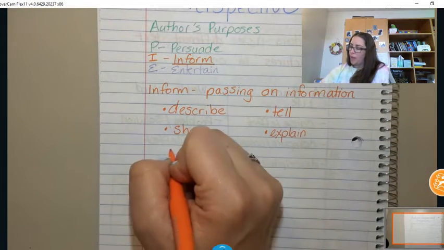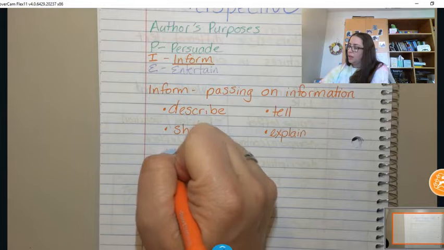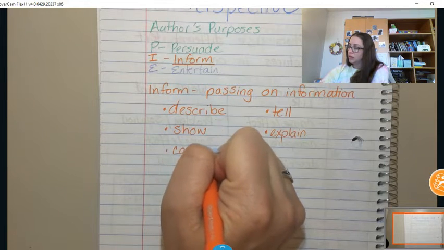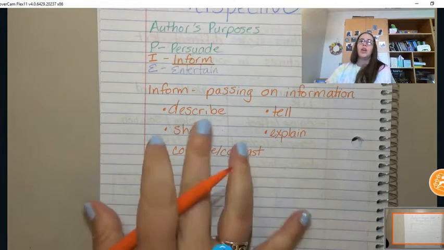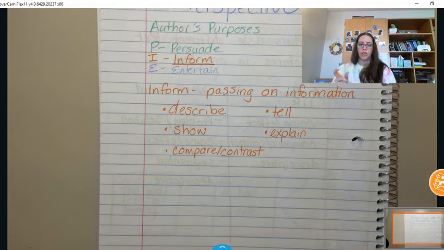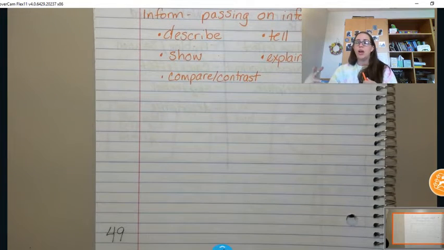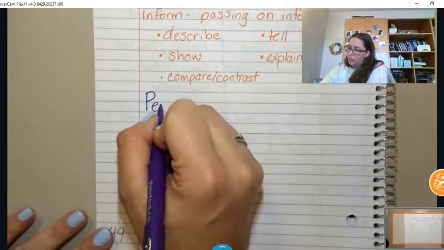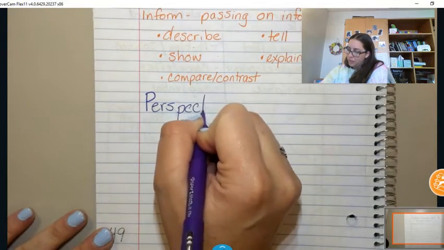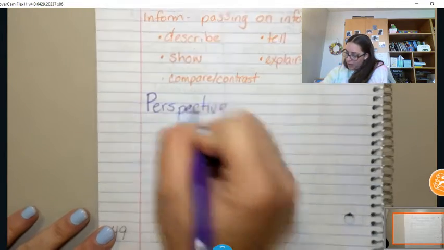This is why this happens. Or they can compare and contrast the information with other information that they have. Okay, so there's some different ways that the author can choose to present the information. Now, when we're looking at this, we also need to take into consideration the author's perspective. So right underneath inform, we're going to do perspective. Sorry, my E was a little funny.